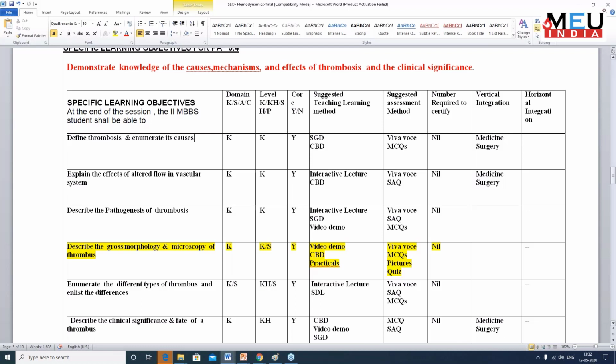I would prefer a video demo for this, showing the effects of altered flow: narrowing of the vessel wall, widening of the vessel wall, and what happens due to turbulence. All this can be better shown in an animated video, which are available on YouTube.